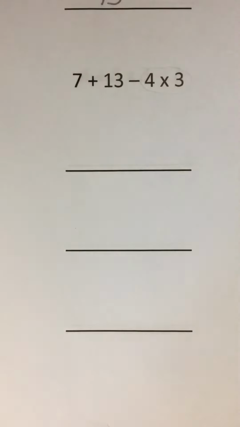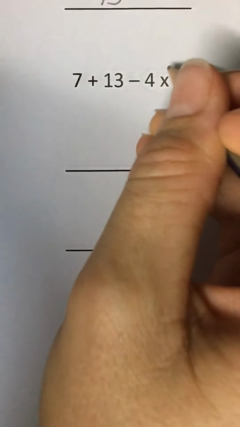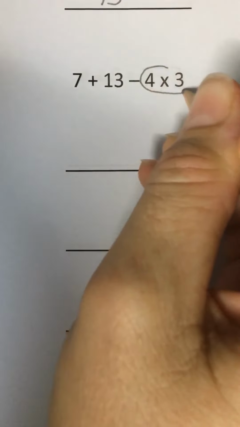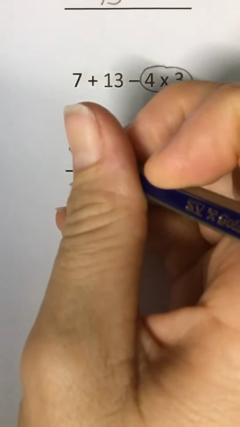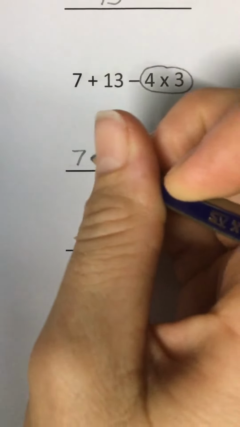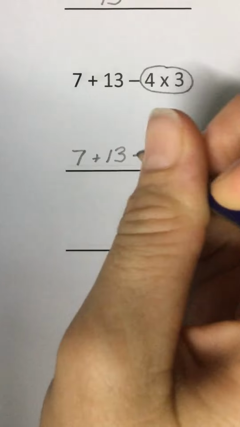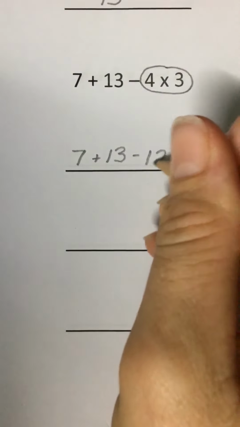Okay, so our next equation is 7 add 13 subtract 4 multiplied by 3. Looking at our order of operations again, we'll see that there are no parentheses to do. There are also no exponents. So we'll move on to multiplication and division, and I can see that there's a multiplication operation there. So go ahead and circle 4 multiplied by 3. And now rewrite that equation, substituting in 12 for 4 multiplied by 3.